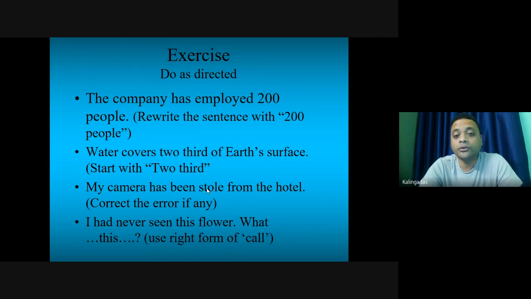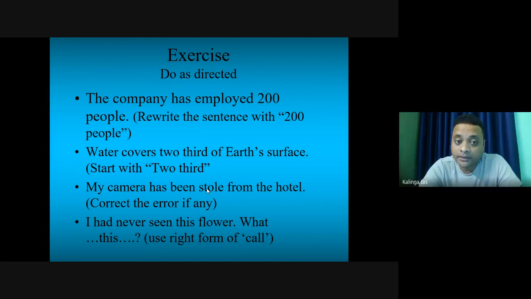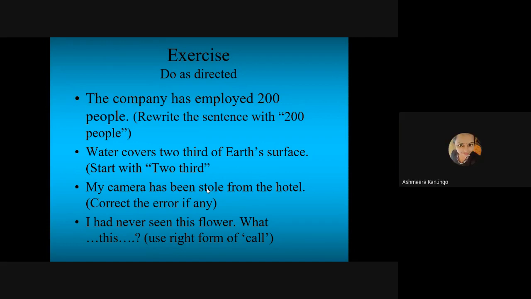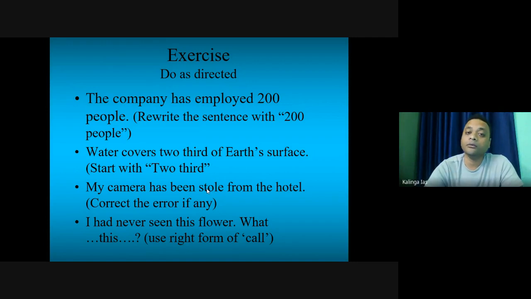Water covers 2/3 of Earth's surface. Start with 2/3. 2/3 of Earth's surface was covered by water. Will the tense change, since it is covers? Sir, is covered. Yes. Water covers is present simple, so it will not change. 2/3 of Earth's surface is covered by water.